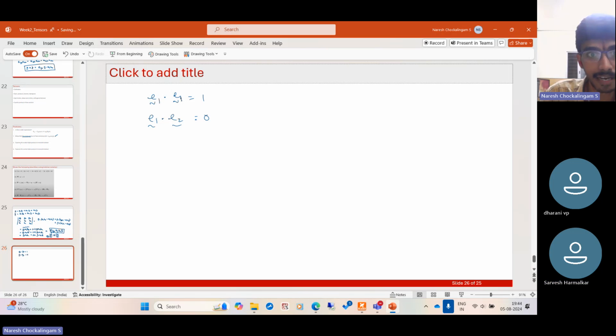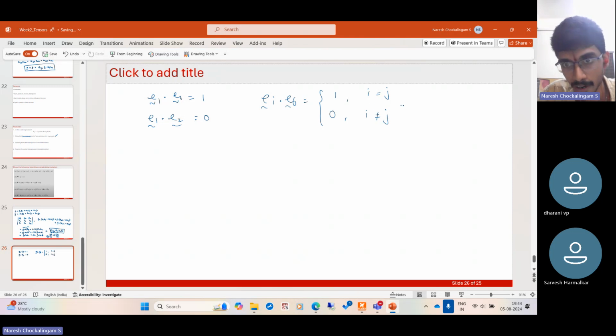So E1 dot E1 is magnitude of E1 squared times cos of the angle. So for the basis vectors, Ei dot Ej is 1 if i equals j and 0 if i is not equal to j. But what is this? This is how we define the Kronecker delta ij. Now, there is something called the substitution property of Kronecker delta.